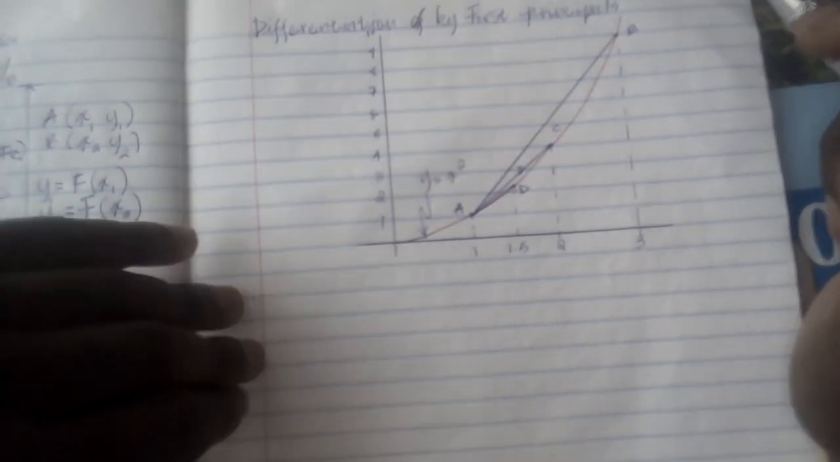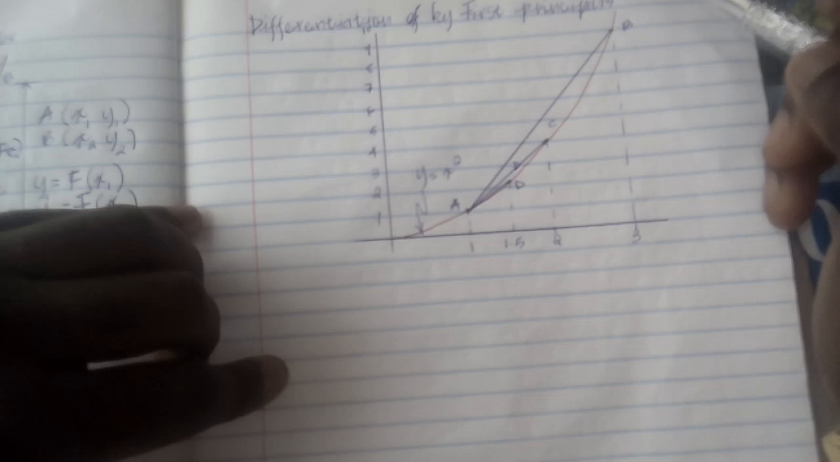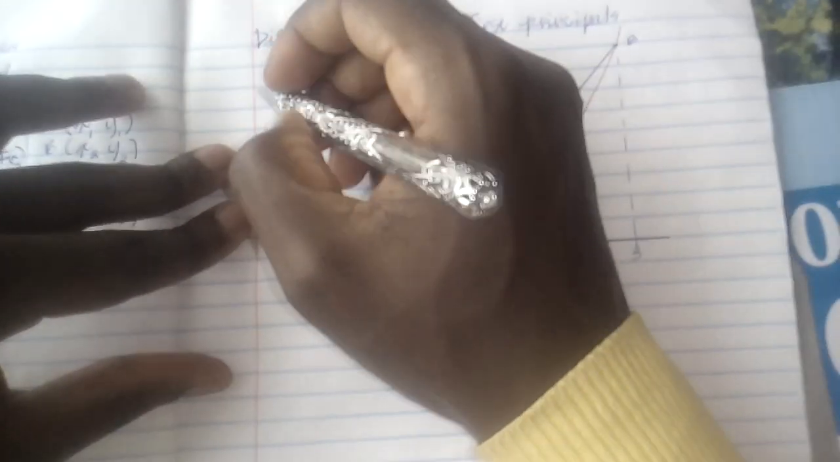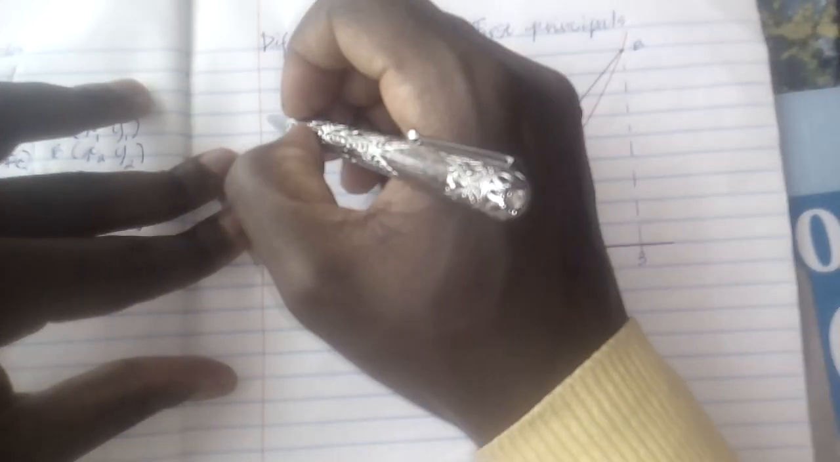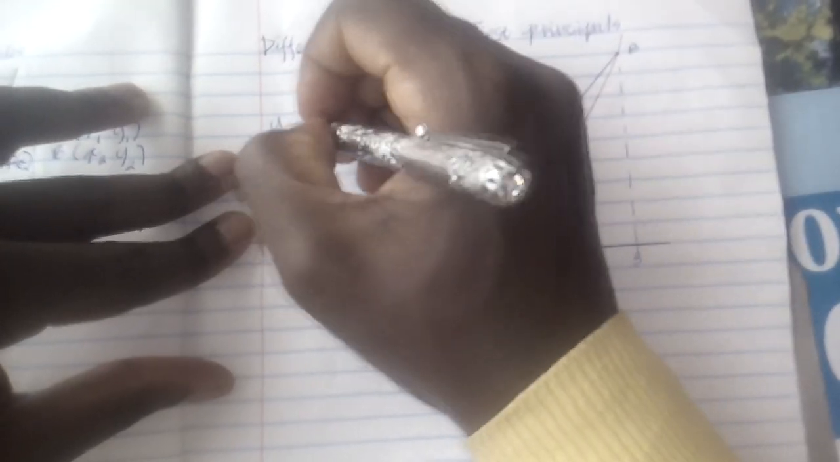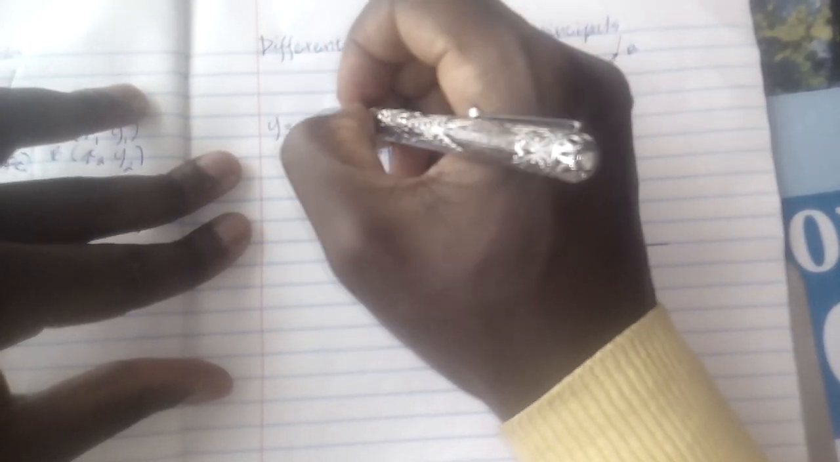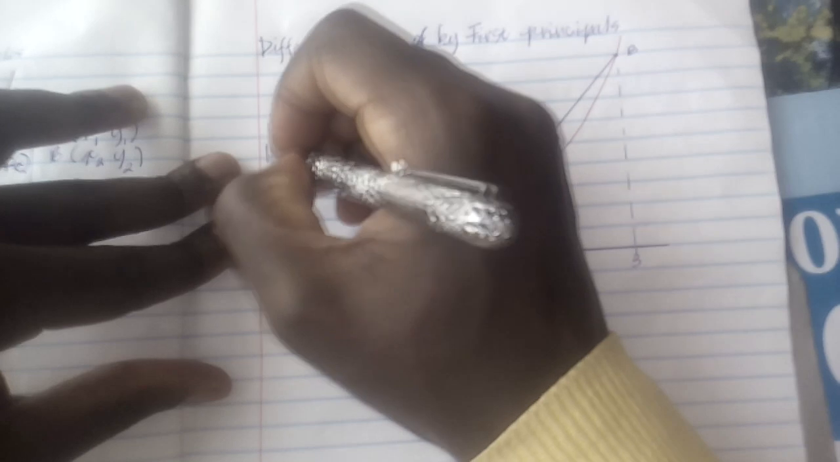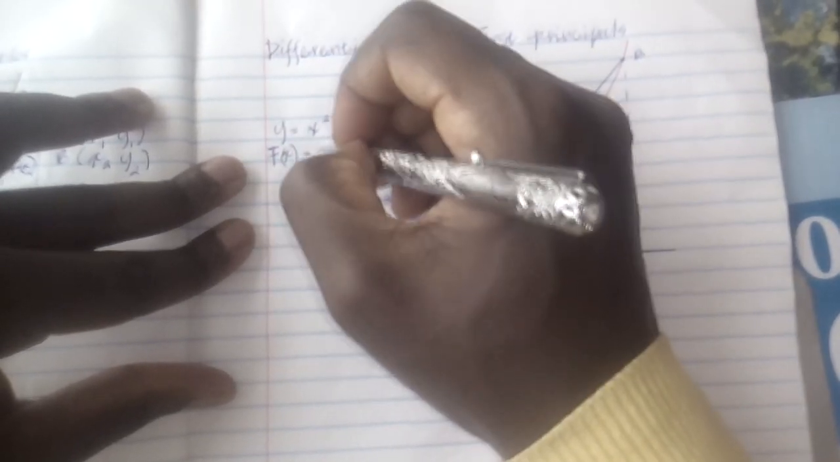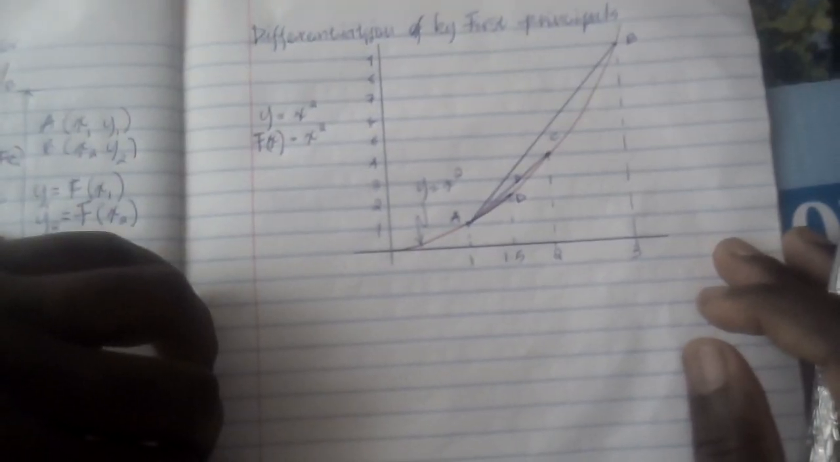Now, you should know that in functional notation, for example, if you have y equals x squared, this is the same as f of x equals x squared.